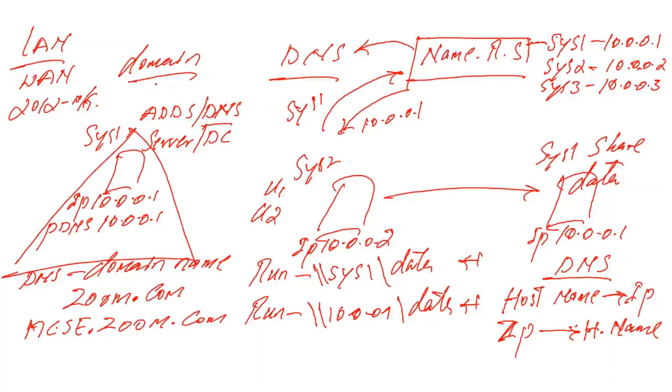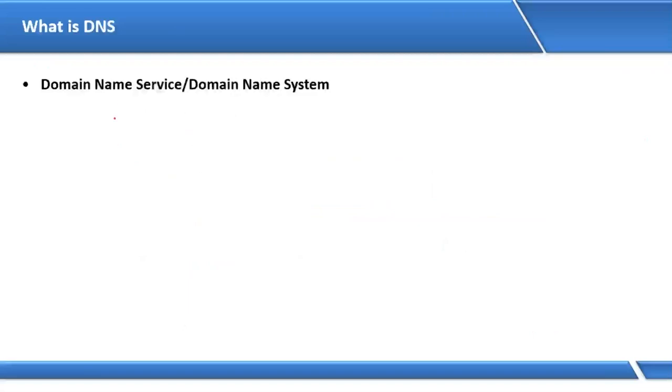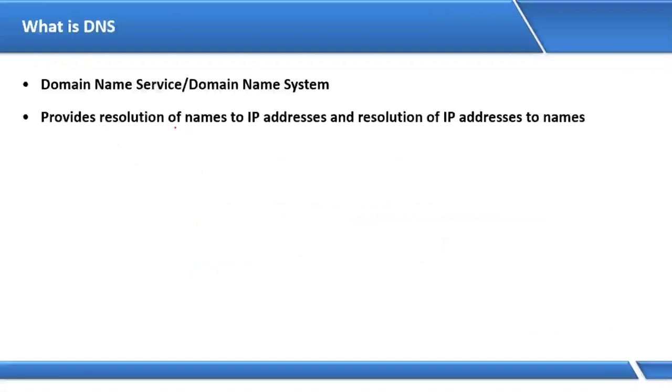One is when you're making the servers, we require a name for the server, and this name we assign with the help of DNS service. And in the LAN, when one machine is accessing another machine's data, we need that machine's system name or that machine's IP address. So DNS's job is resolving host name to IP address and IP address to host name. That's why you can see in the slide it is written DNS stands for domain naming service or domain naming system. DNS provides resolution of name to IP address and IP address to name.